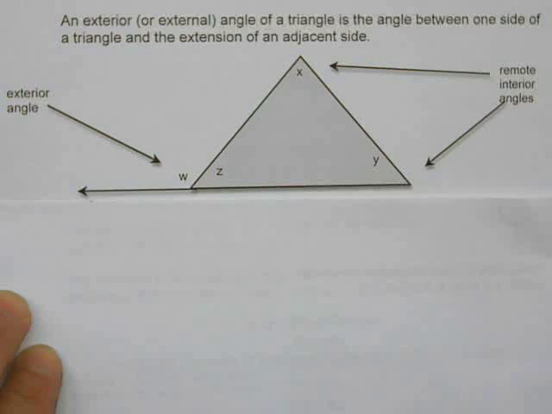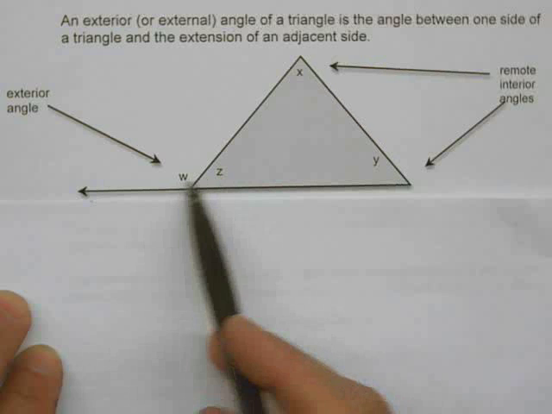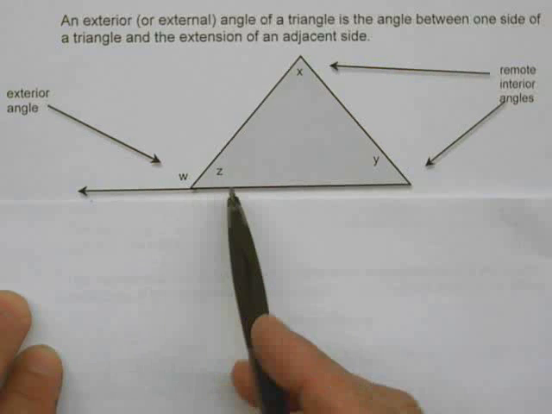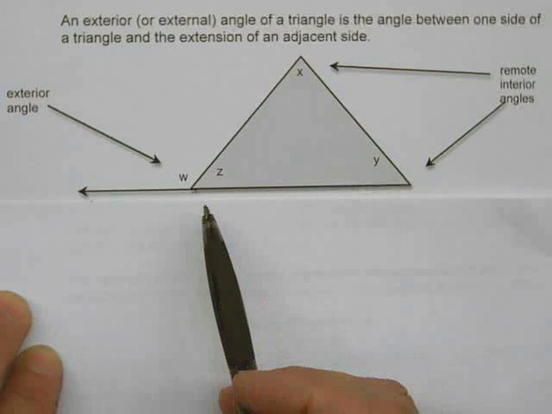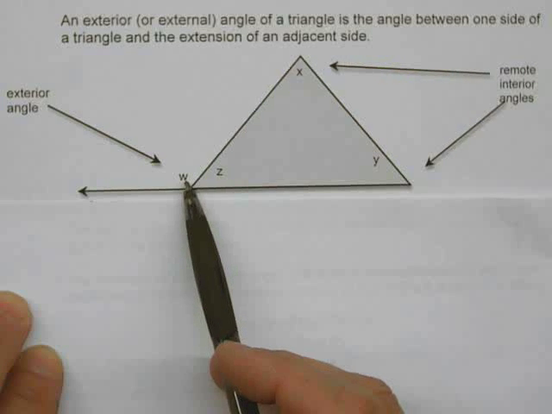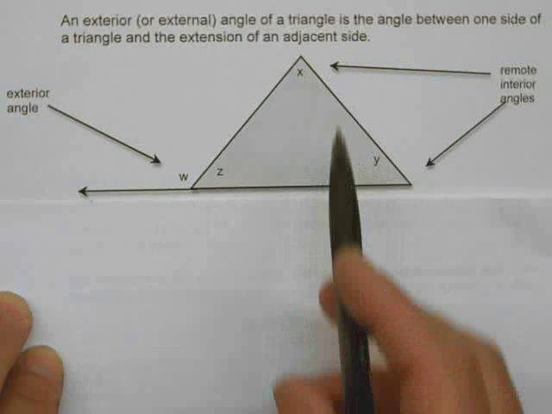And what are the remote interior angles? They are the two angles inside and opposite of the exterior angle. So they're not the angle next to or adjacent to the exterior angle. They're the two angles that are opposite or across from it. So here we can see that the remote interior angles of W would be Y and X.